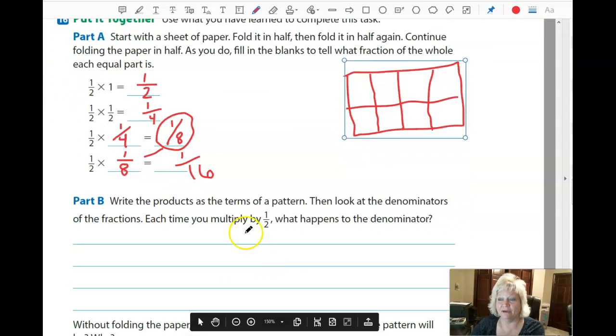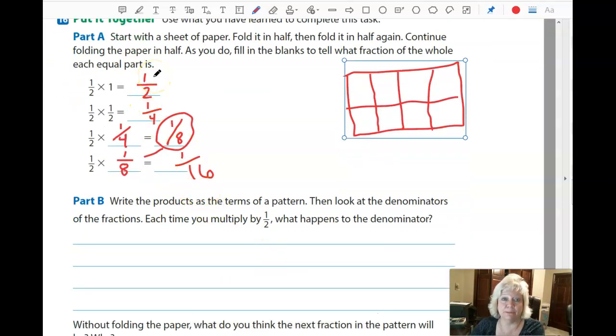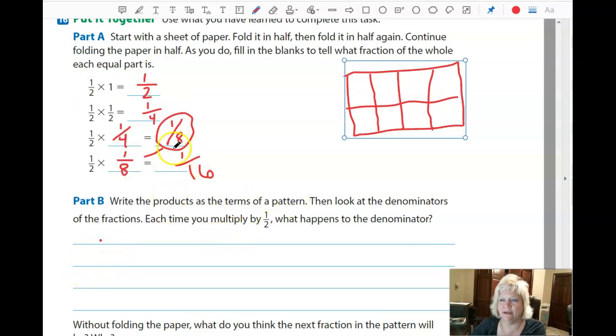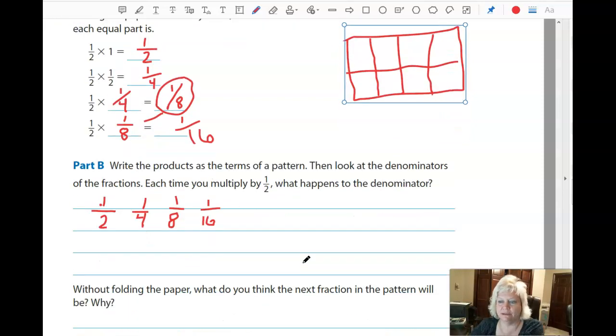Okay, now when it goes down here, it says, let's write the product. The product is your answer. So down here, it wants you to write the answer. So our first answer was 1/2. Our second answer was 1/4. Our next answer was 1/8. Last one was 1/16. So every time we fold the paper, we're doubling it. That's all you have to write right here. Every time we fold that paper, we're doubling it.